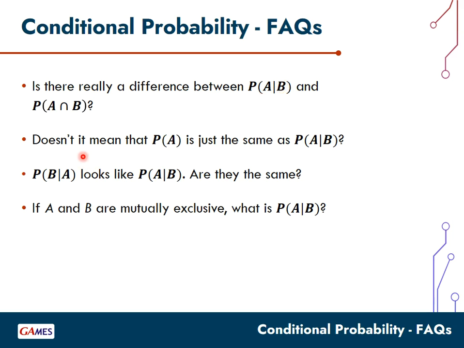So second question: doesn't it mean that P of A is just the same as P of A given B? Could it be that P of A given B is just the same as P of A? Since we're looking at the probability of A, doesn't it mean it's the same thing? No, they're not the same.